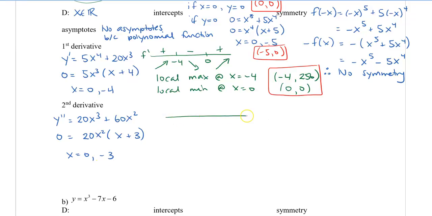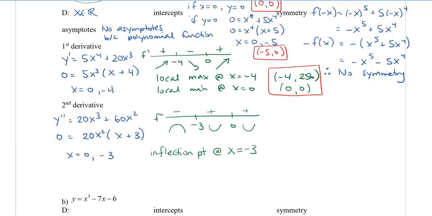So again, let's do my sign chart. This time, remember, we're doing concavity, so I'm going to use my second derivative. Plug in the numbers, less than negative 3, between negative 3 and 0, and greater than 0. And I actually get negative, positive, and positive. So to help me visualize, this is going to be down, up, and up. So therefore, because at negative 3 we change concavity, I'm going to have an inflection point at negative 3.